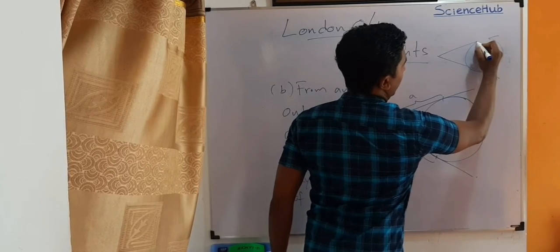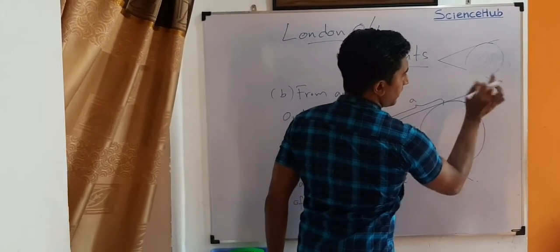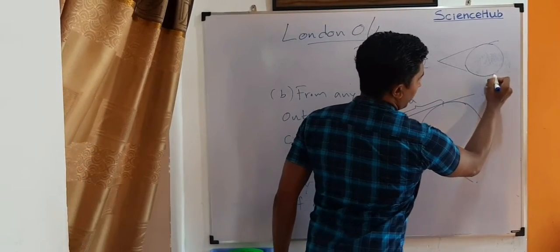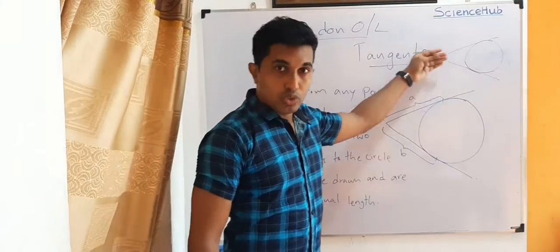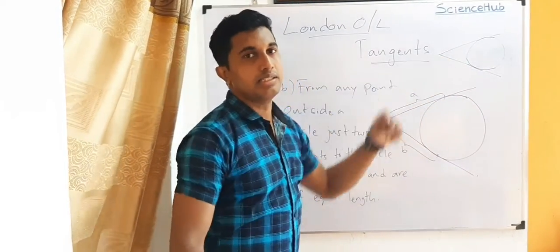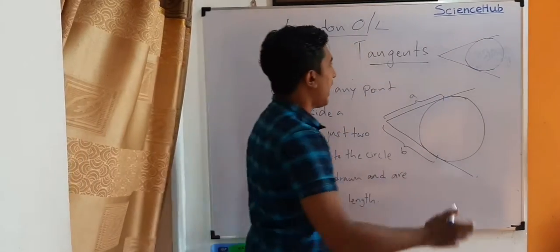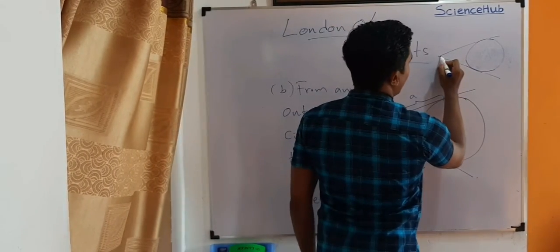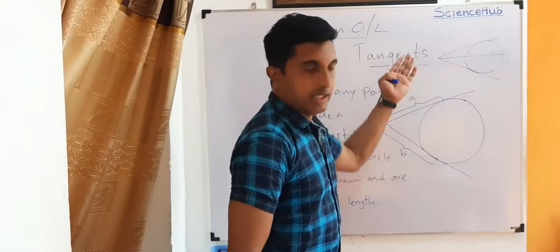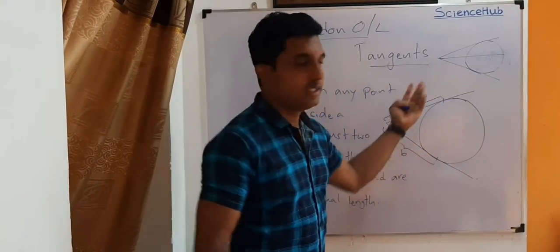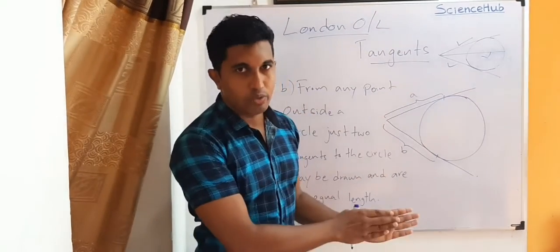These tangents do not cross or go through the circle, they just touch the circle. Please remember that one. We can draw only two tangents, we cannot draw any more. Why? If we draw like this, we cross the circle and it goes through the circle. Just two tangents only from outside the circle.